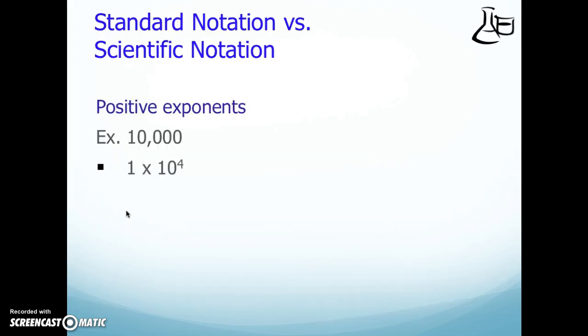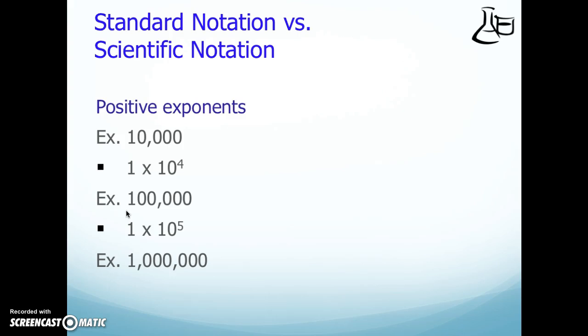So here are some examples. 10,000, you would move the decimal 4 places to the left, positive number. 100,000, you'd move the decimal 5 places to the left, so 1 times 10 to the fifth. 1,000,000, you're moving the decimal 6 places to the left, so you end up with a number 1 times 10 to the sixth. We could also move the direction the other way.